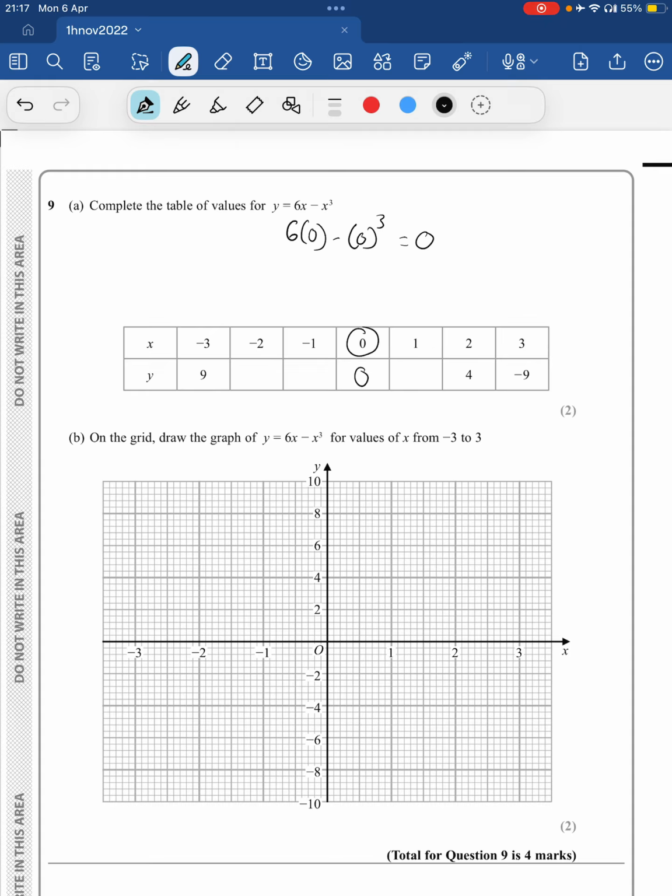So let's start with 1. We're going to have 6 times 1, take away 1 cubed. 6 times 1 is 6, 1 cubed is 1. So we're going to have 5 just here.